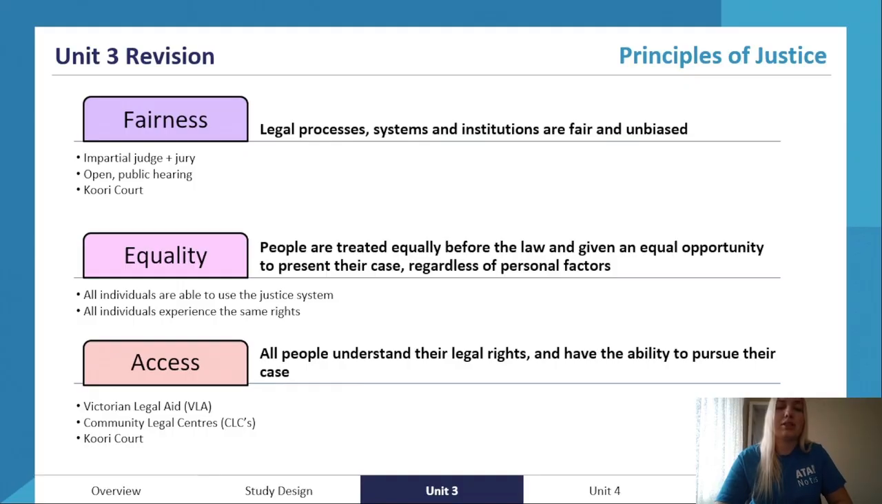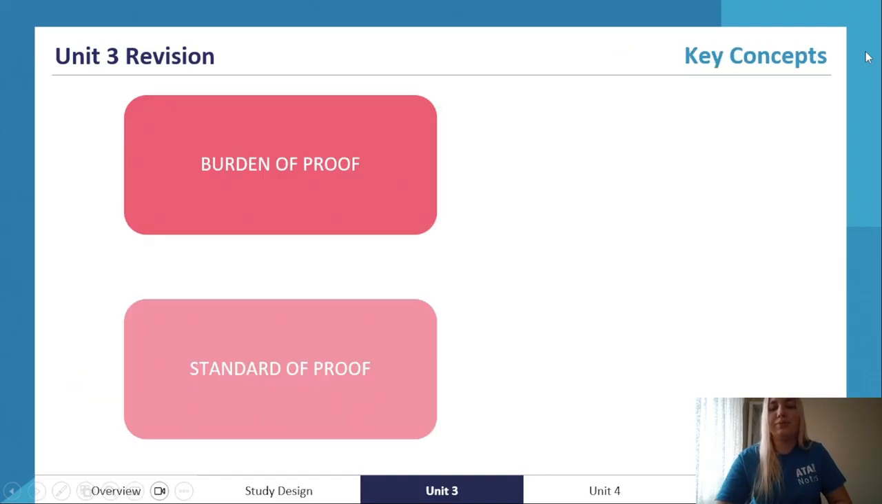Now, this just lists you some more examples of which institutions also as well predominantly achieve each principle. So feel free to pause and consolidate, but we will move on to very criminal justice specific things.